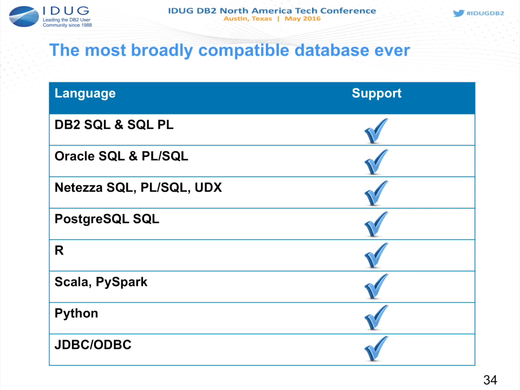So we have very rich support for all of these, DB2 SQL and PL SQL, Oracle, Netezza, Postgres, in database analytics with R, Scala and PySpark, Python, JDBC, ODBC, all the usual stuff. Very important to us, a tremendous focus point for us, and the compatibility levels now are very, very high. For DB2, it's actually basically 100% on the SQL. For Netezza and Postgres, it's now approaching 95% compatibility, and we'll close that out into the high 90s in just a few months.